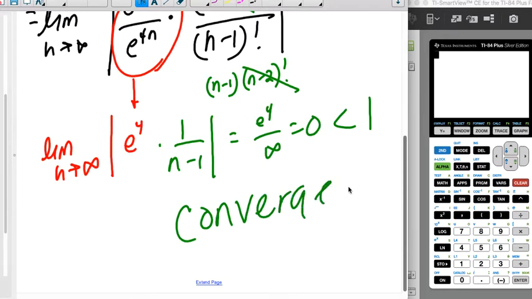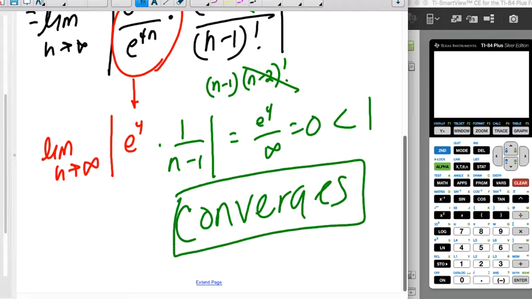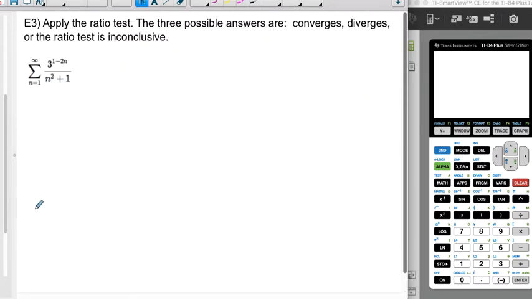They're not always going to converge. It's just that the ones we've had so far have converged. All right. So go ahead. We're going to try the ratio test again.